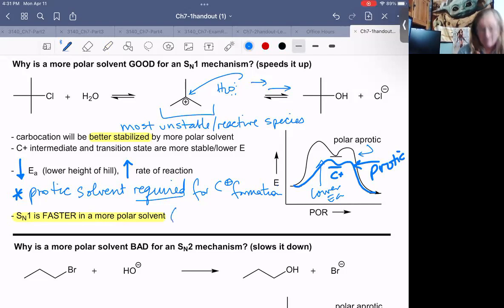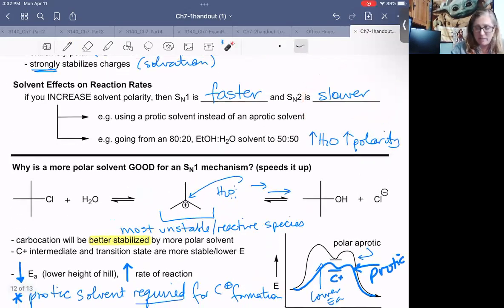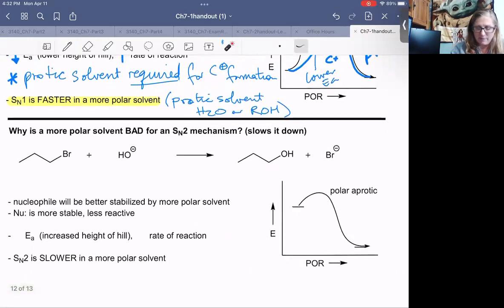And again, what does that usually mean? That usually means a protic solvent, such as water or an alcohol, because those are the most polar solvents we have. All right, so high polarity, good thing for a carbocation, therefore good thing for an SN1. Now, what happens with an SN2? We said for an SN2, uh-oh, bad news. Suddenly it was not as reactive.